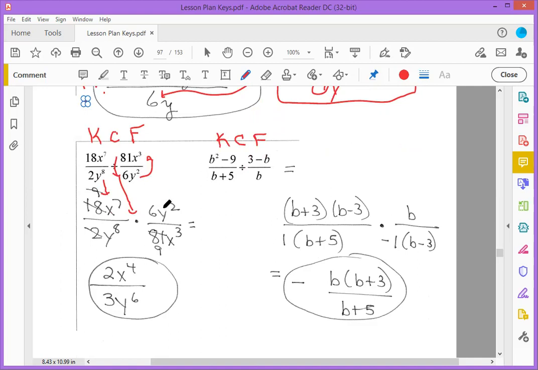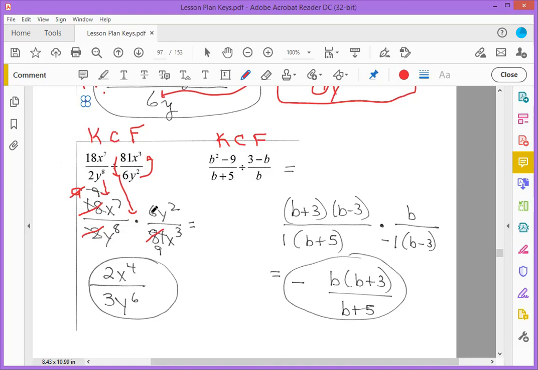So 6y squared divided by 81x cubed. From there, we want to simplify where we can. We have 18x to the 7th power divided by 2y to the 8th power, and 6y squared. These terms can be simplified. We see that 2 goes into 18 9 times. And then that 9 can be factored into both 9 and 81. 9 goes into 9 one time, so the 9's cancel. And 9 goes into 81 9 times. So we carry down our 9.